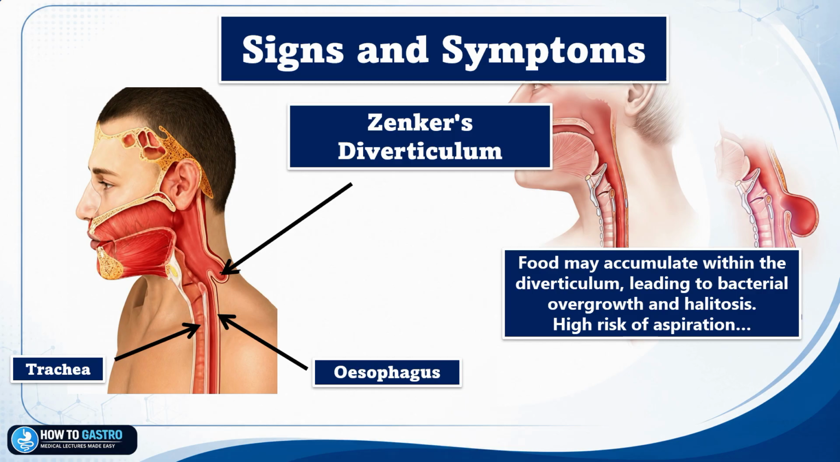Just to cement this in your memory, remember, food may accumulate within the diverticulum, leading to bacterial overgrowth and halitosis or smelly breath, and this will cause a high risk of aspiration pneumonia, which means the bacterial content making its way into the trachea and into the lungs, causing the inflammation of the lung tissue.